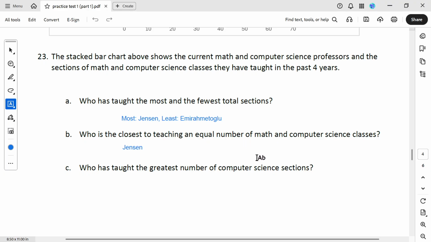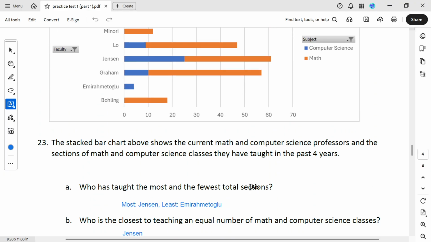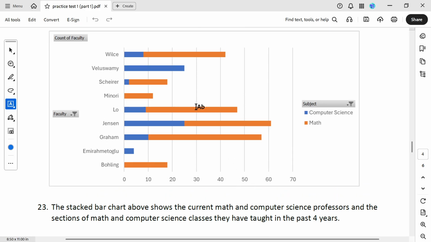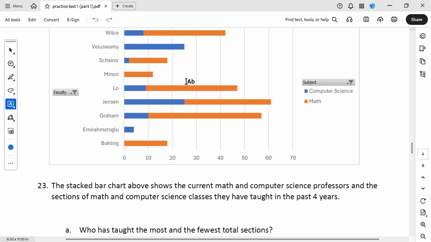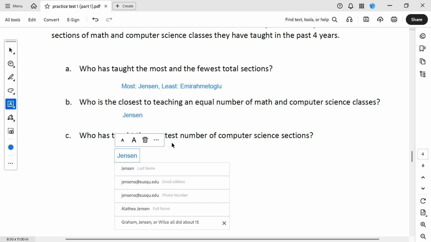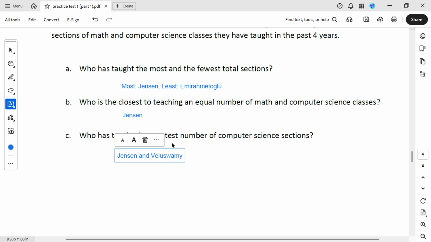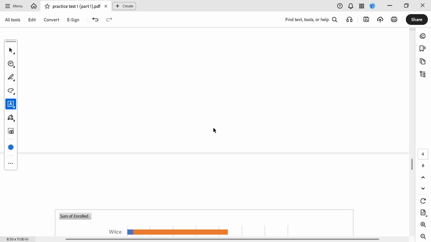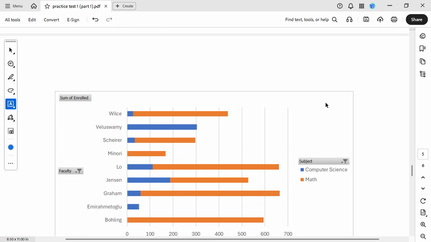And then who has taught the greatest number of computer science sections? So computer science is blue, so just who has the longest blue bar? Again, I think I'm actually tied with Dr. Velaswamy. She actually teaches the upper level computer science classes, and I just have done a lot of internships for computer science students, really. So, yeah. Okay, and then was there one more? Nope, that was the last one for that one.